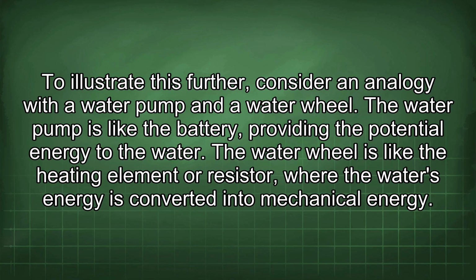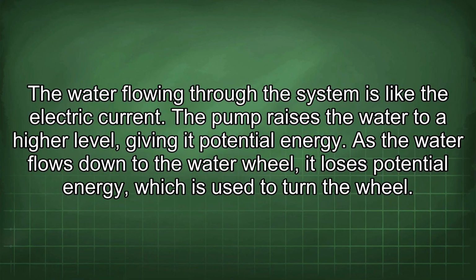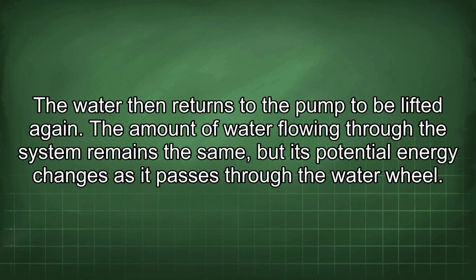To illustrate this further, consider an analogy with a water pump and a water wheel. The water pump is like the battery, providing the potential energy to the water. The water wheel is like the heating element or resistor, where the water's energy is converted into mechanical energy. The water flowing through the system is like the electric current. The pump raises the water to a higher level, giving it potential energy. As the water flows down to the water wheel, it loses potential energy, which is used to turn the wheel. The water then returns to the pump to be lifted again.